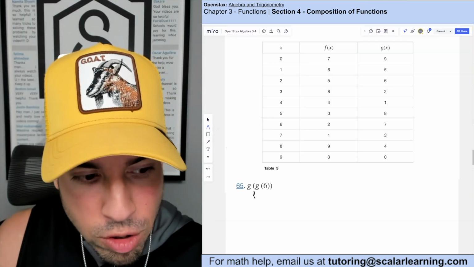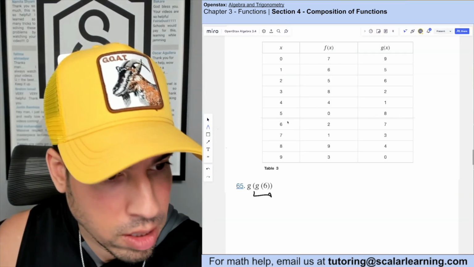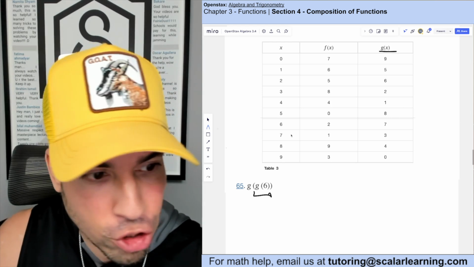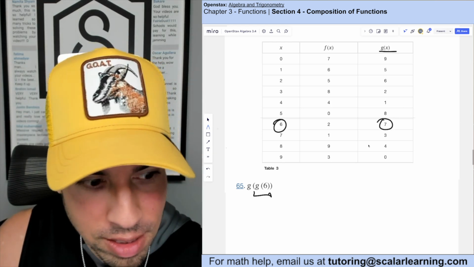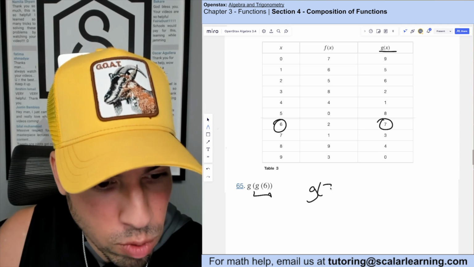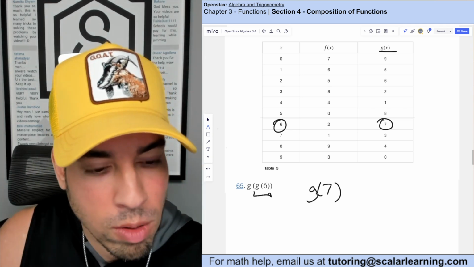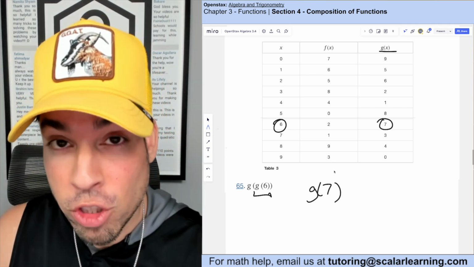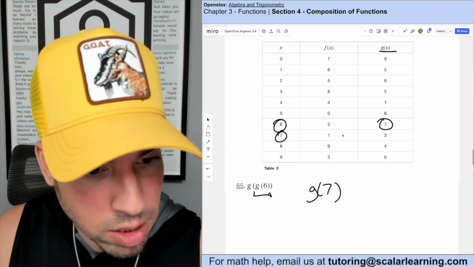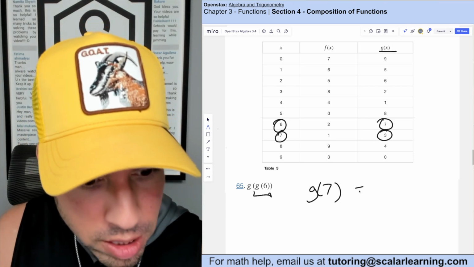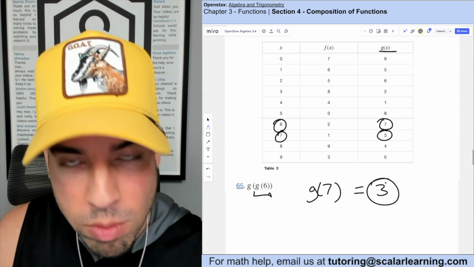Done. Here we're starting with the inside, g of 6, meaning what is the function value of g when x equals 6? It is 7. So now we're replacing that inside part with 7. Now we're taking g of 7, meaning what is the function value of g when x equals 7? Well, here's the function value g. It is 3. Boom. Done.